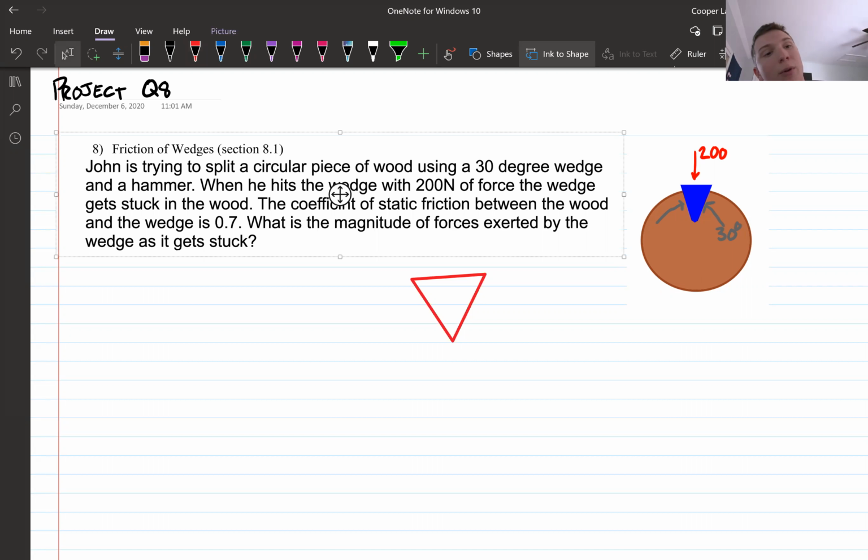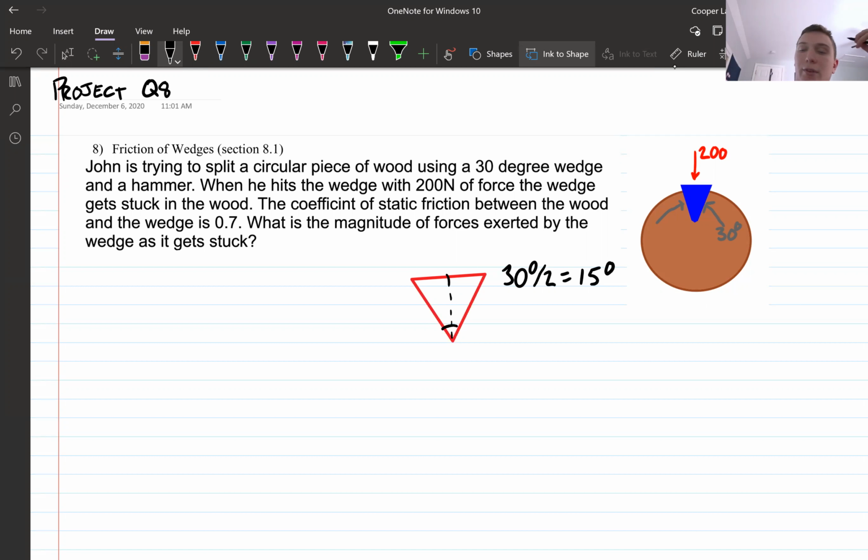So here we already know that this angle is 30 degrees. However, we're going to split it in half, as we're going to end up working with forces coming from both sides. So that means it's going to be 30 divided by 2, which gets me 15 degrees for each of those angles down there.